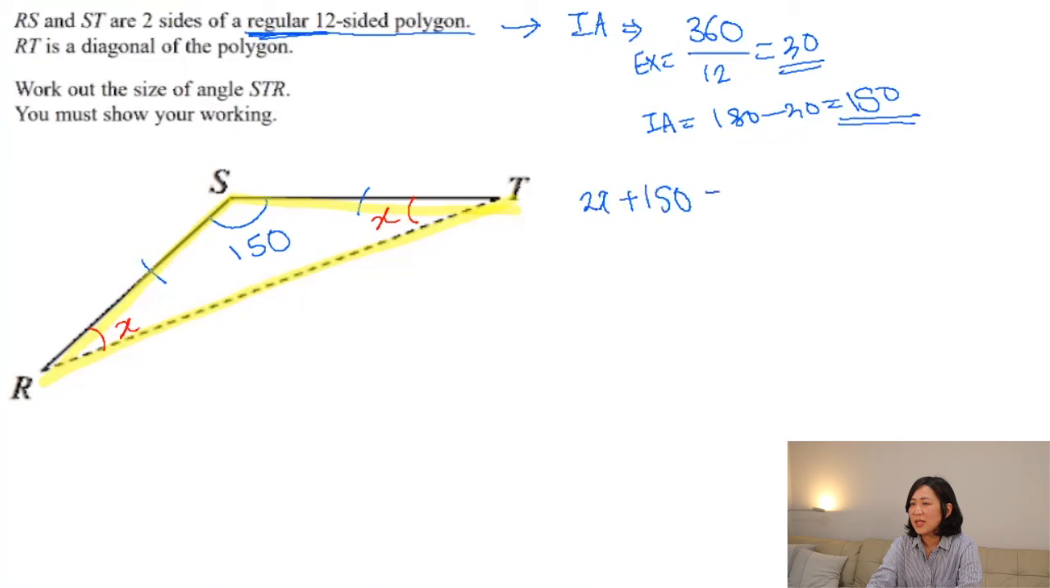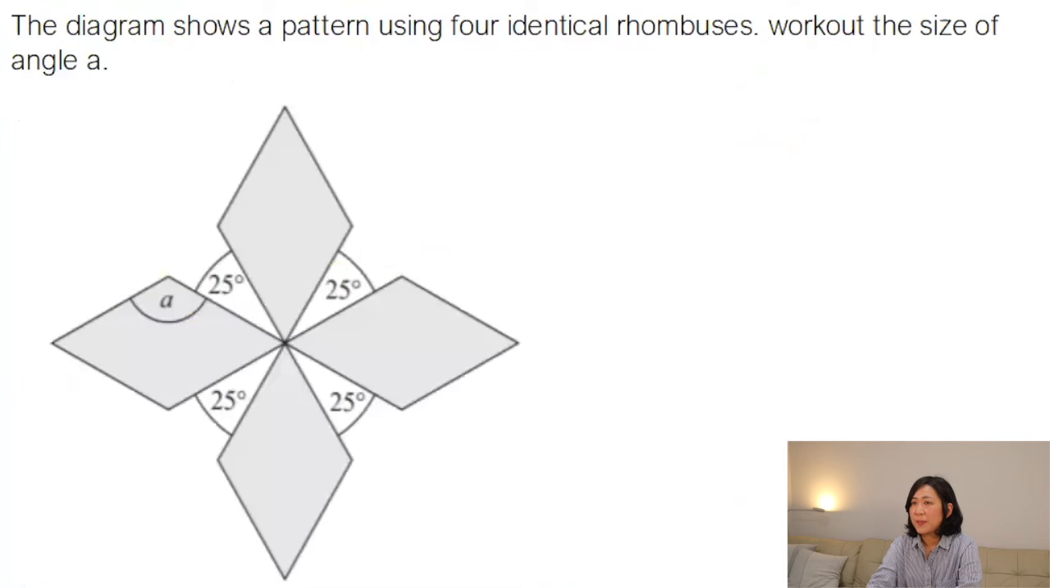Then finally, we can find our final goal. 2x plus 150 makes 180. 2x is 30. So we can say x is 15. So x is our final goal, right? So then next one, we've got a special pattern.